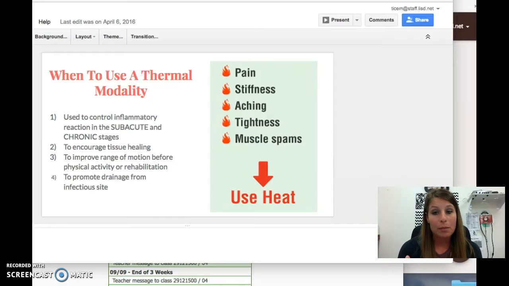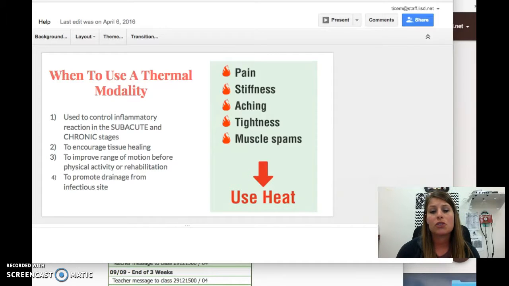We don't want to be in the acute phase, that first 72 hours, because we already have the increase in blood flow that is normal with the healing phases. If we increase heat during that phase, we're going to have an abundance of blood flow, making our edema way more than it should be.